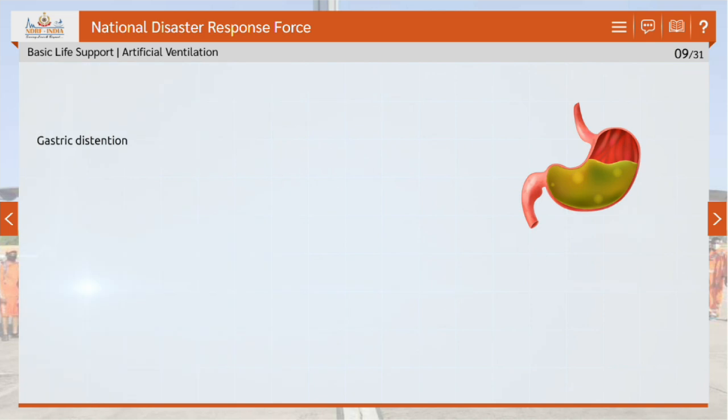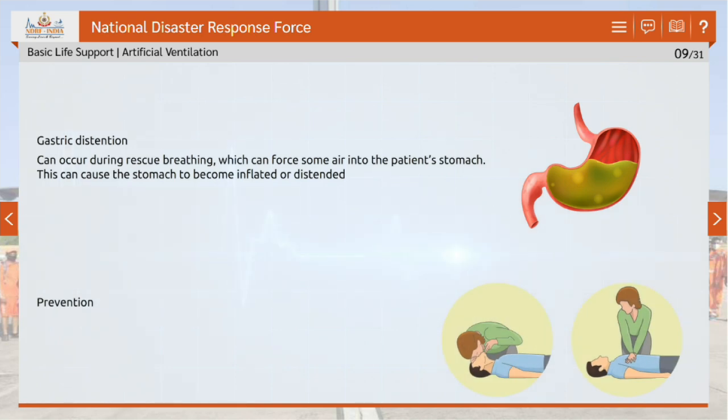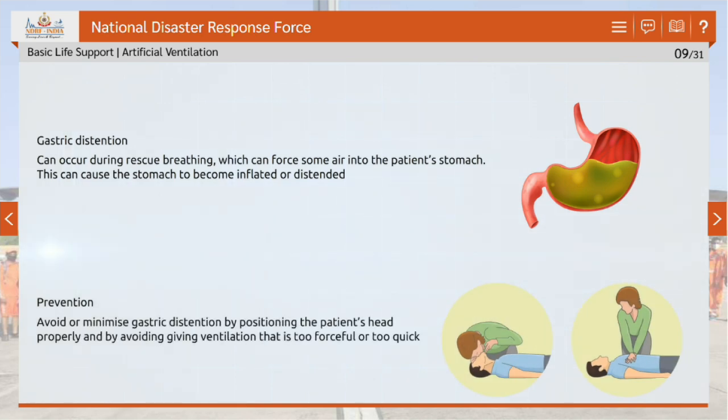The problem of gastric distension can occur during rescue breathing, which can force some air into the patient's stomach. This can cause the stomach to become inflated or distended. This can be prevented by avoiding or minimizing gastric distension by positioning the patient's head properly and by avoiding giving ventilation that is too forceful or too quick. The volume should be limited to that which causes the chest to rise adequately.